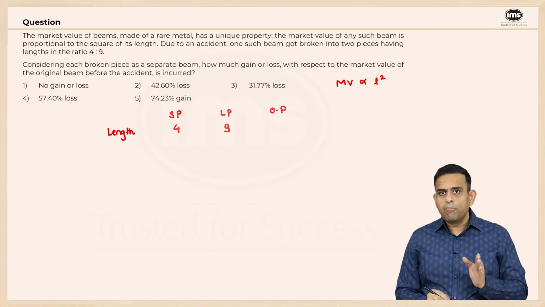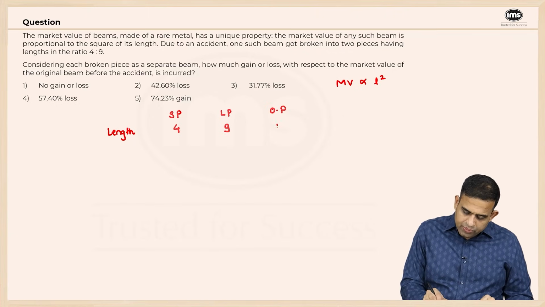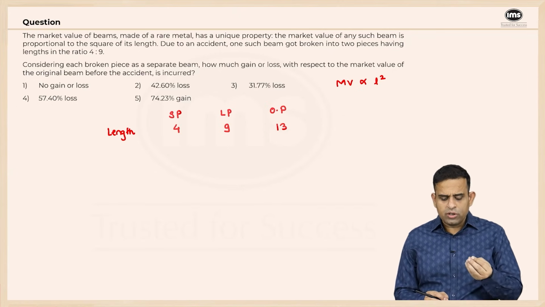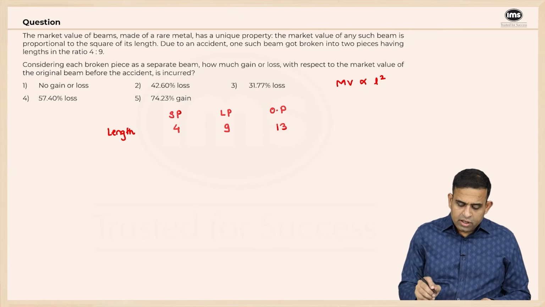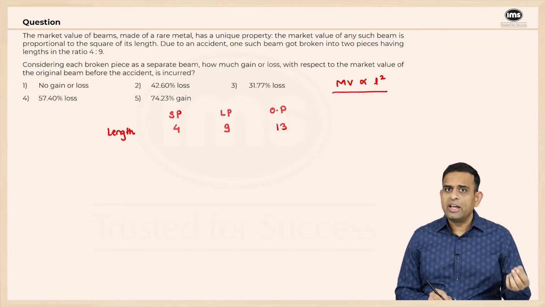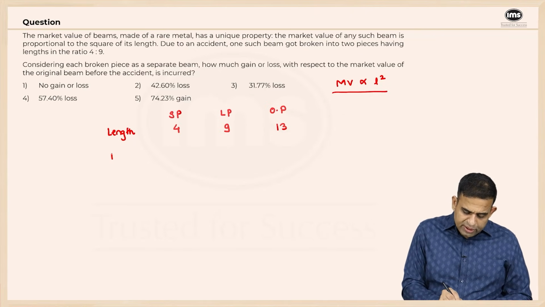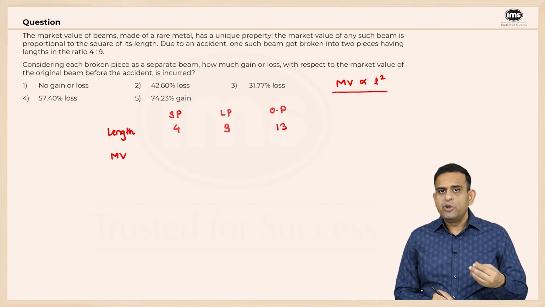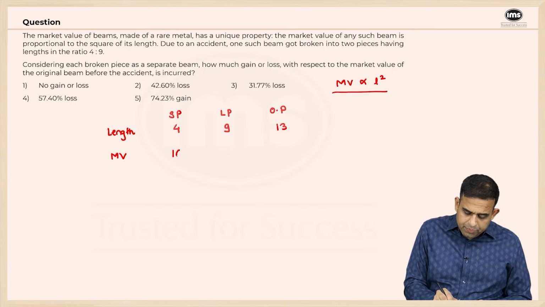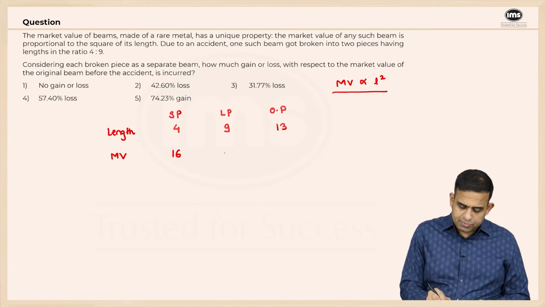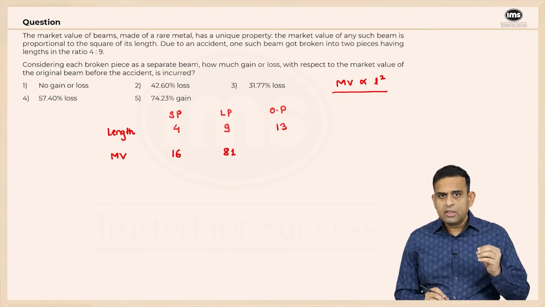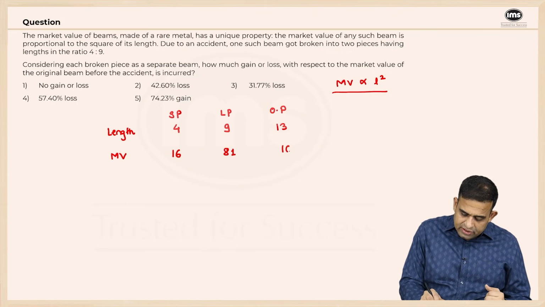So 4 plus 9 will become equal to 13. So we basically have the ratio of the length, or I can take the pure numbers 4, 9 and 13 over here. From this, since we know market value is proportional to the square of the length of the beam, what can you say about the market value? If the length is 4, the market value must be equal to 16, 4 square. For the larger part, 9 square becomes 81, and for the original part, 13 square becomes 169.